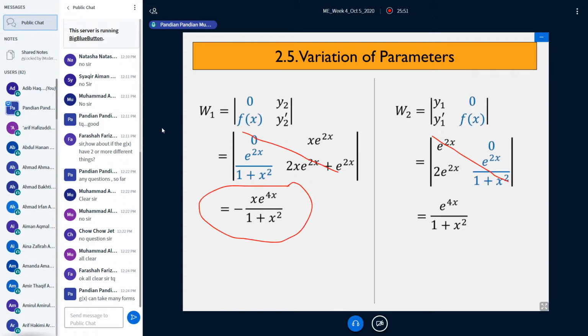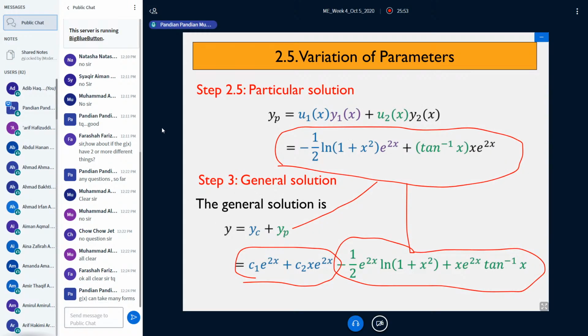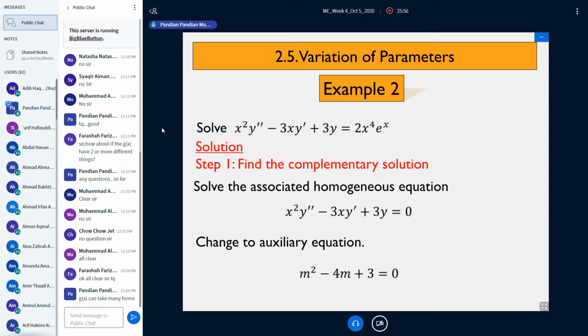But the next example, you may think that for this example, look carefully, example 2, this one is not difficult. You can use the undetermined coefficient method. But this part is Euler-Cauchy. So it's not constant coefficient. The whole thing is a non-homogeneous Euler-Cauchy.